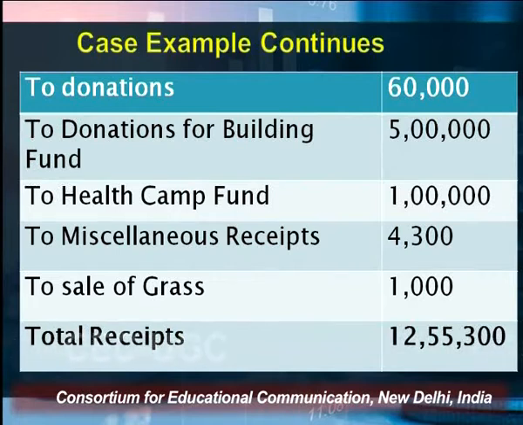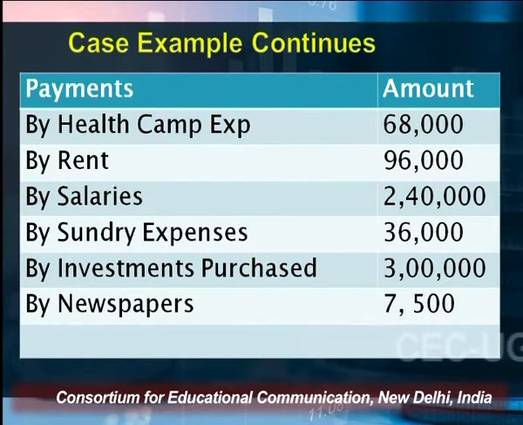The total receipts are given as 12,55,300. This includes the special donations and the health camp fund as well. Now coming to the expenses, the payment part. What did they pay? The first item is by health camp expenses, 68,000. These are expenses out of a particular fund. We will discuss whether we are going to take this in the income and expenditure account or not.